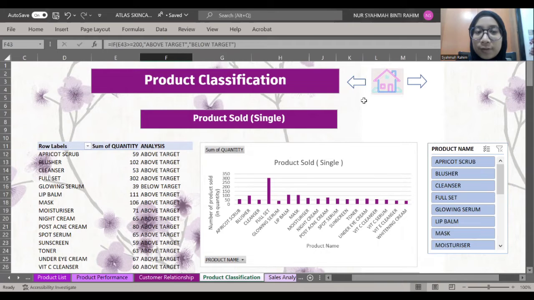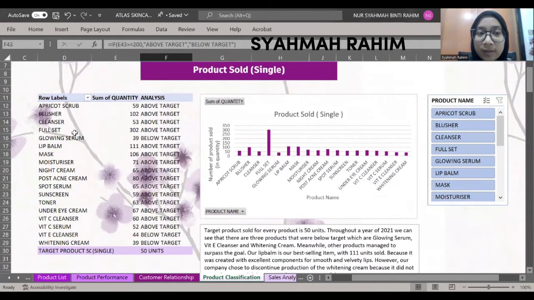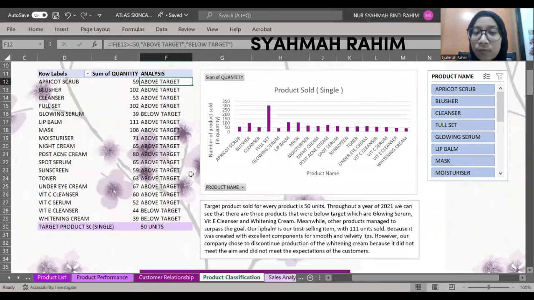So here we're going to look further into product classification. For products sold by single item, here we use a pivot table for product name and sum of quantity. And for the analysis, we use an if formula to show whether it is above target or below target. The target product sold for every product is 50 units, and throughout a year, we can see that 3 products are below target, which are glowing serum, vitamin E cleanser, and whitening cream.